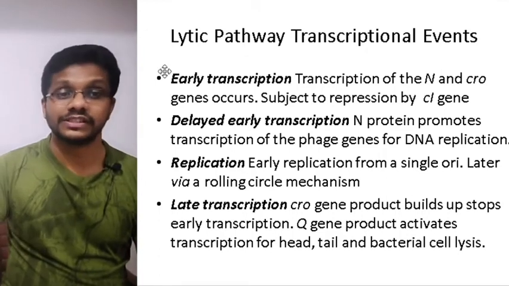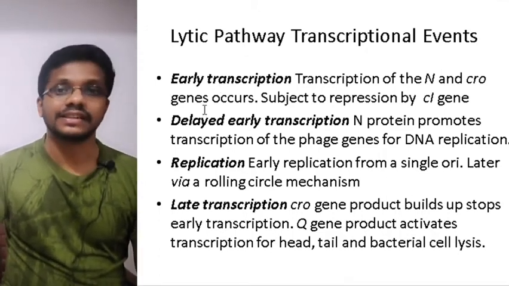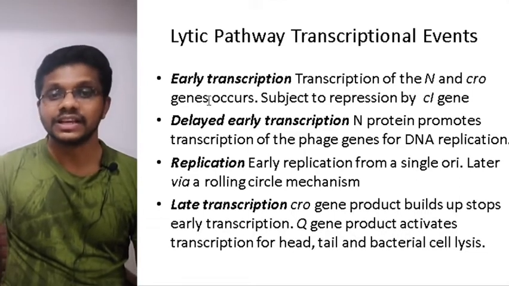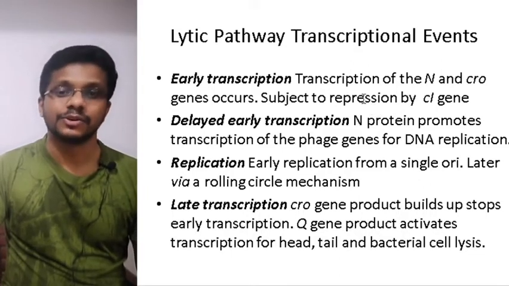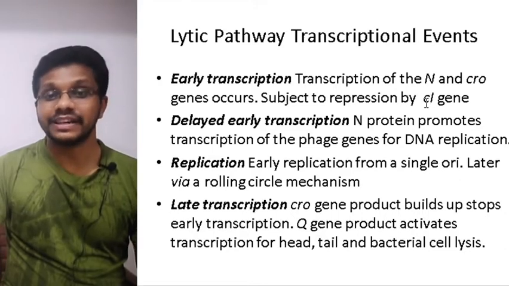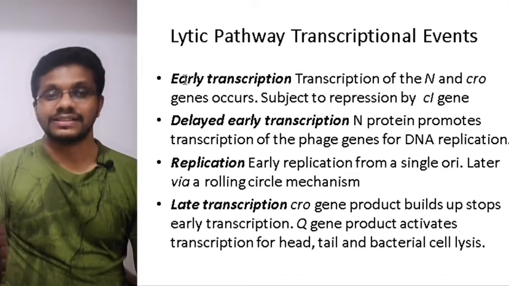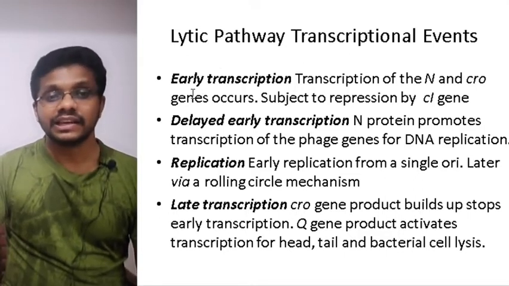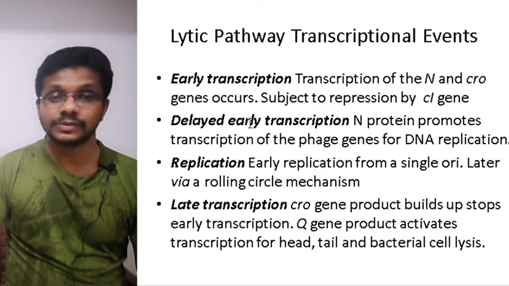So the first process is called early transcription. In the early transcription, the early genes get transcribed, which includes N and CRO. Along with that, a repressor is produced, the CI repressor, or C1 repressor, as people sometimes say. This repressor is actually preventing the lytic cycle. Okay, so it is actually aiding the lysogenic cycle. That's the early transcription.